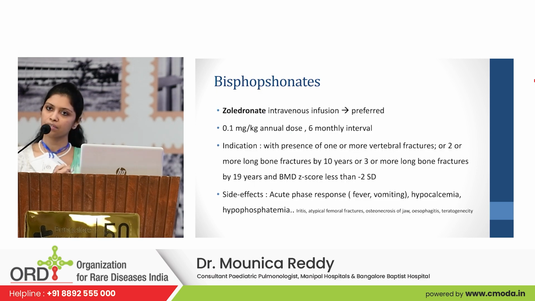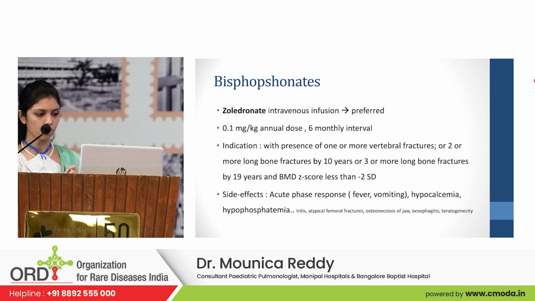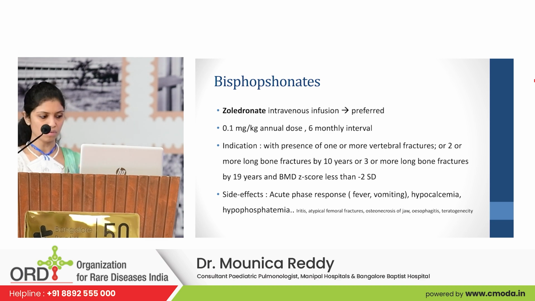Zoledronate is the third generation bisphosphonate which is preferred for children. The dose we give for children is 0.1 milligram per kg per year, which is divided into 2 divided doses, which means we give alternate infusions at 6 monthly intervals. As for the indication, as per the position statement, if the child has even one vertebral fracture, irrespective of the bone mineral density, or 2 or more long bone fractures by 10 years, or 3 or more long bone fractures by 19 years, and a BMD score of less than minus 2 SD, it is indicated to give bisphosphonate therapy.